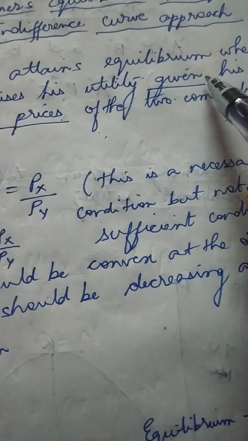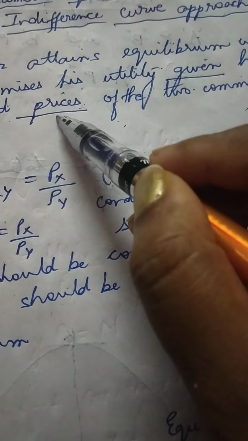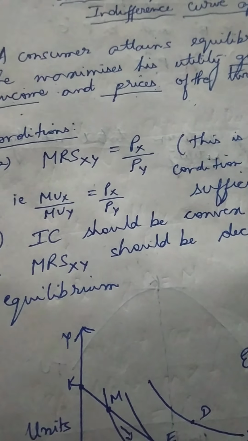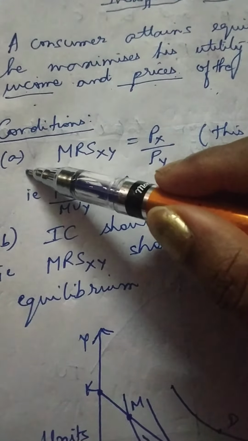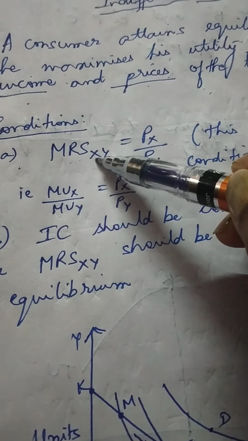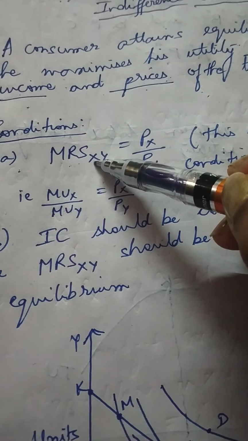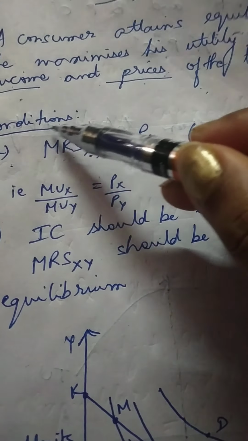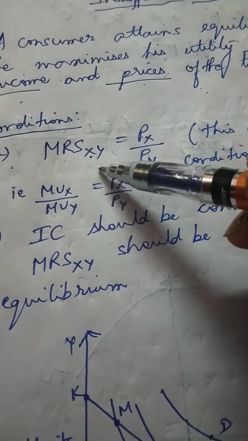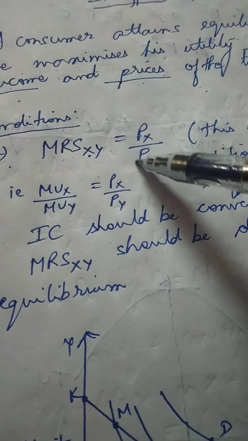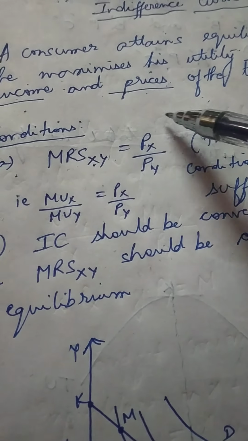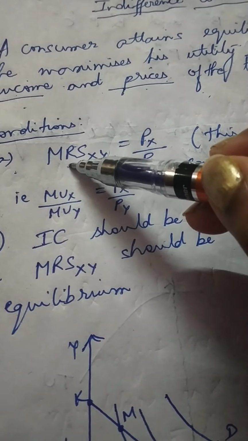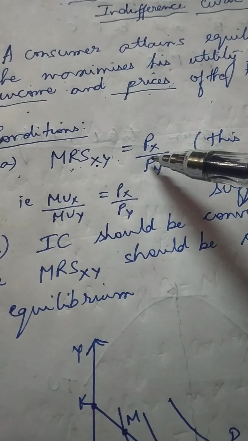But here the income of the consumer will be given and the prices of the two commodities will be given. Now what are the two conditions for the consumer's equilibrium? First, MRS XY, that means the marginal rate of substitution of X for Y, must be equal to PX by PY. Now what is this? This is the slope of the indifference curve. And what is the ratio of Px by Py? It is the slope of the budget line. So the first condition is the slope of the indifference curve must be equal to the slope of the budget line.